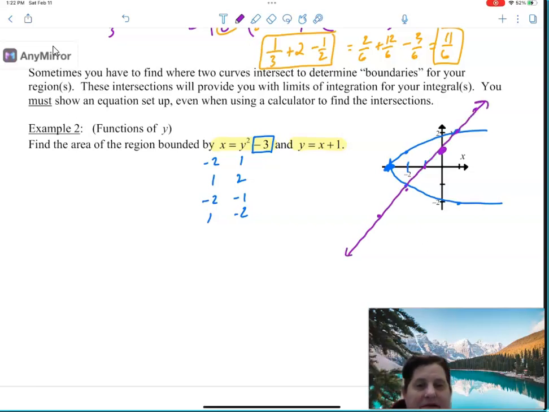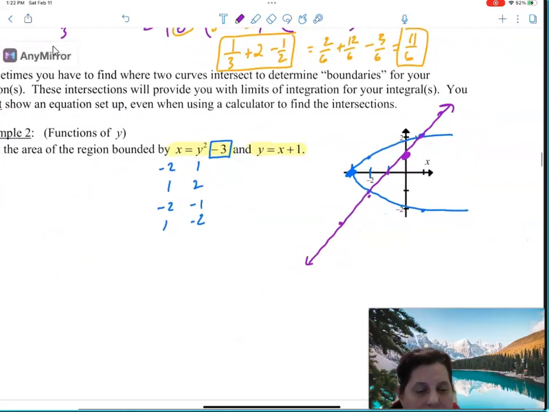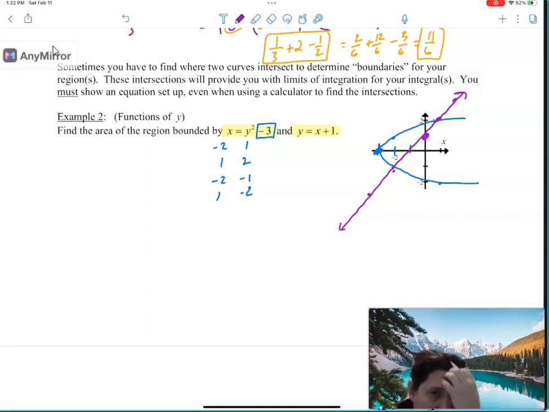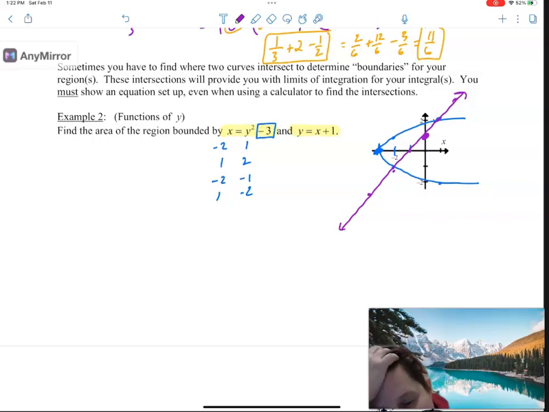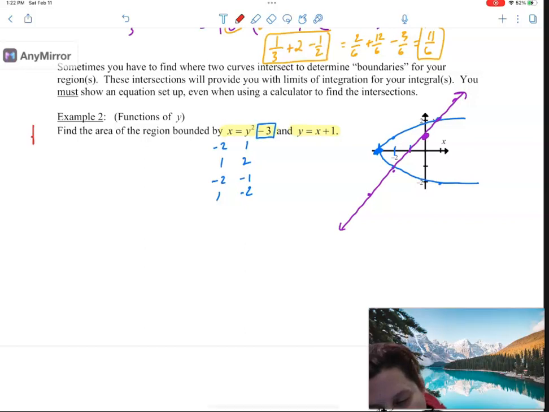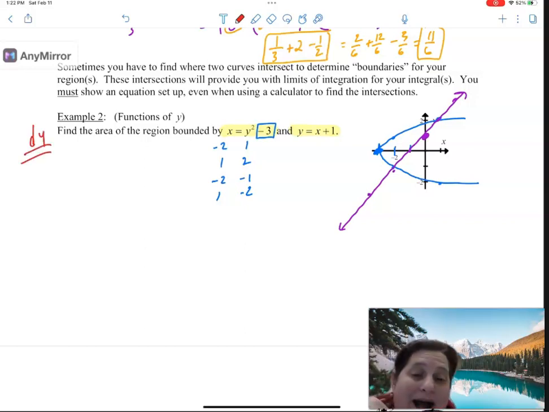Now, if you graph that very carefully, you can see where they cross. We still want to show our work to find out where they cross, but you can kind of see it. Okay, so I'm going to find the points where these cross. Because I'm doing a function of y, whenever you see something on its side, I want to do this as a dy problem, not a dx problem. So I would like to find out where these intersect.